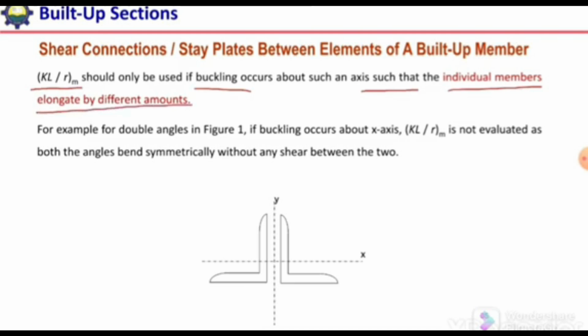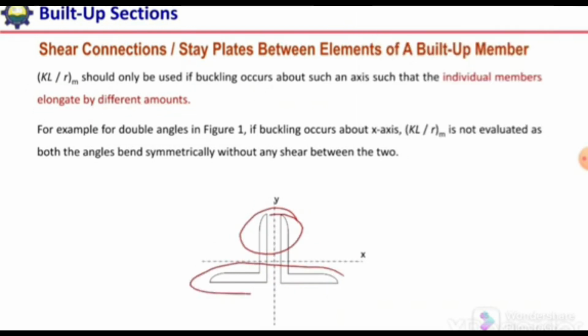For example, if we see this angle section which is back to back, and we consider this x-axis and bending about this x-axis, then whatever the deformation is in this section, the same will be over here. For example, this portion is in compression and this portion is in tension. Both members have similar values of deformation. So in that case, we need not consider the modified slenderness ratio.